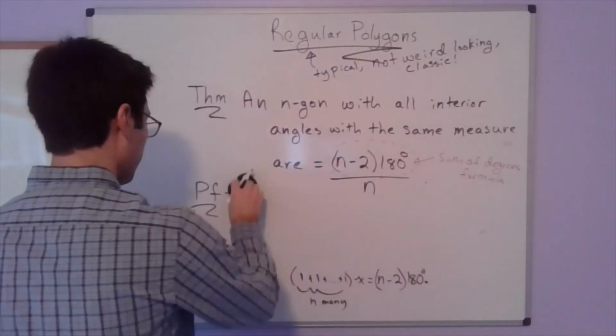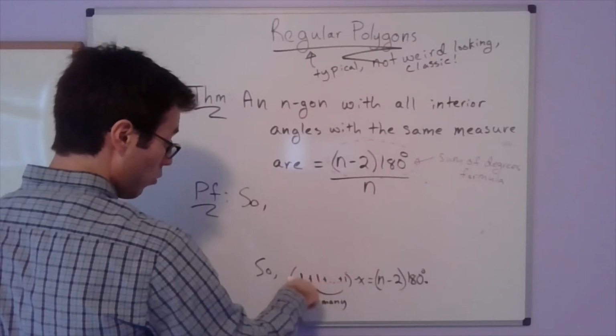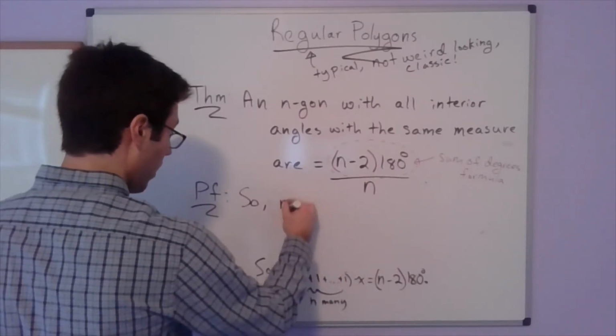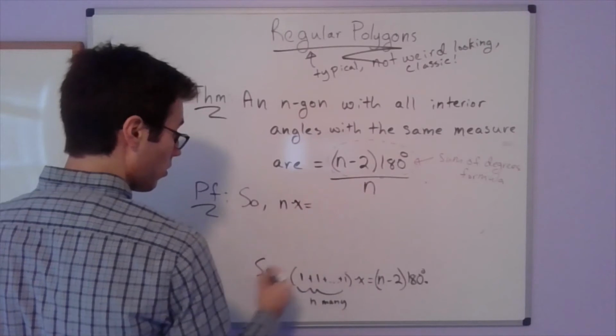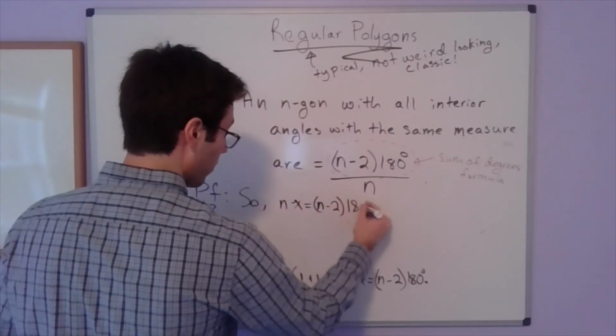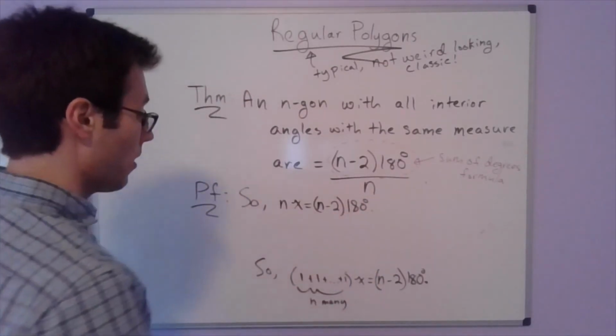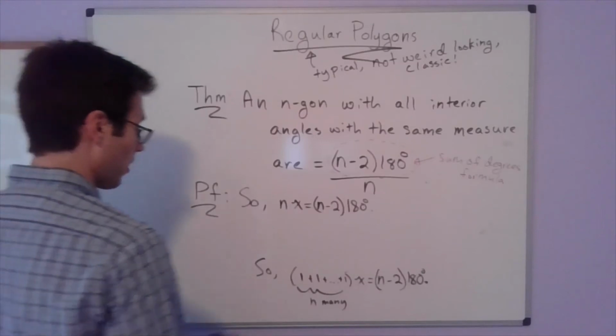All right. So we were left off here. This number is n, and x is equal to (n minus 2) times 180. Going from here to here, I'm jumping from there to there. All right, I'm going to erase it. I'm going to keep going.